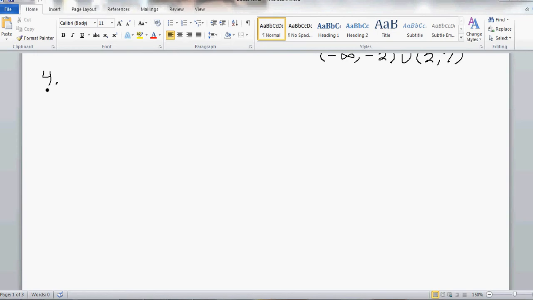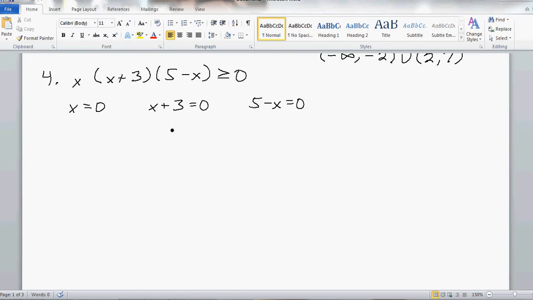Number 4, we have x times (x plus 3) times (5 minus x) is greater than or equal to 0. Now the greater than or equal to part just means we're going to have some brackets instead of just parentheses. But let's see what we need to do. We need to first of all find the important points. Set x equal to 0, x plus 3 equal to 0, 5 minus x equals 0. x will equal negative 3 here, and x would equal 5 here.